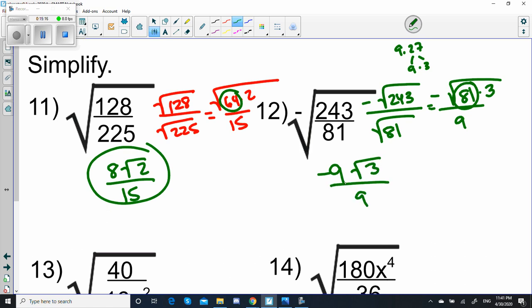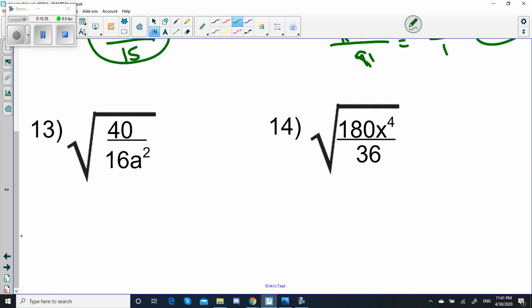And I look at these two. Can you cancel a 9 over a 9? You totally can. That becomes a 1, and so does that. So my answer is just negative 1 radical 3 over 1, or you could write that as negative radical 3. That's the answer. All right, you push pause and try 13 and 14. See if you can come up with it.